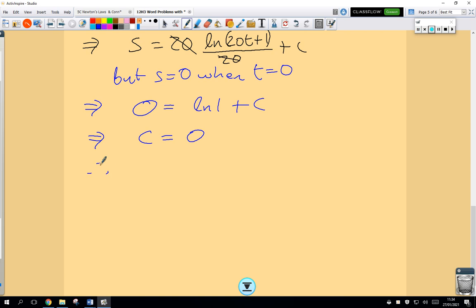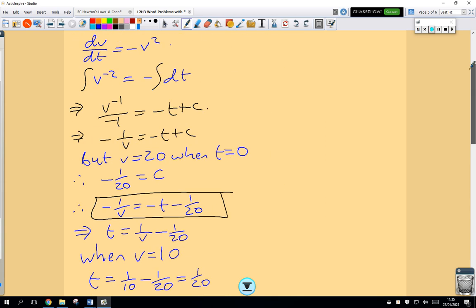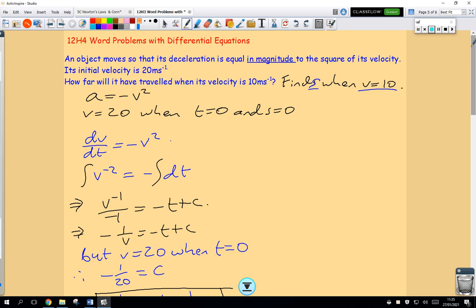Going back to my general solution here and plugging in 0 to find my particular solution, s can be written as the natural log of 20t plus 1. Okay. The question was find the displacement s when the velocity is 10.